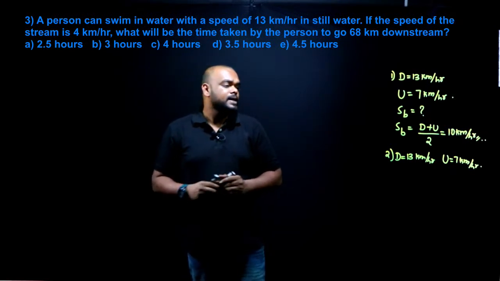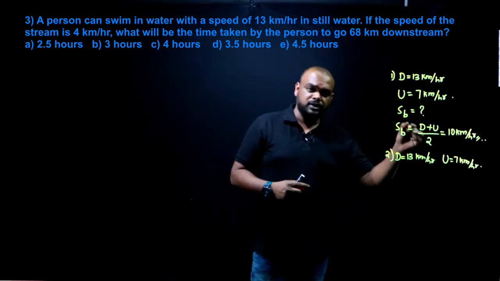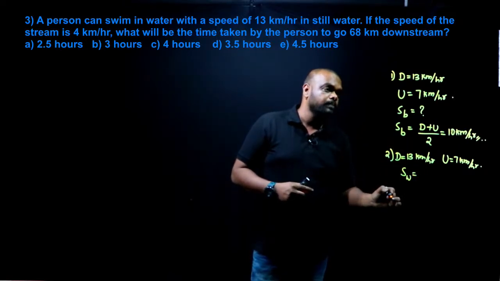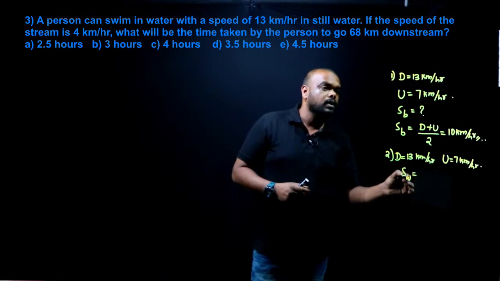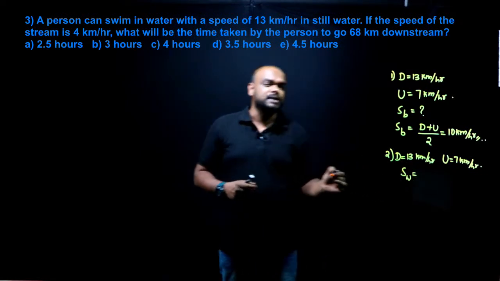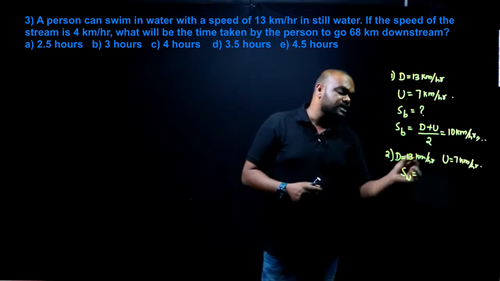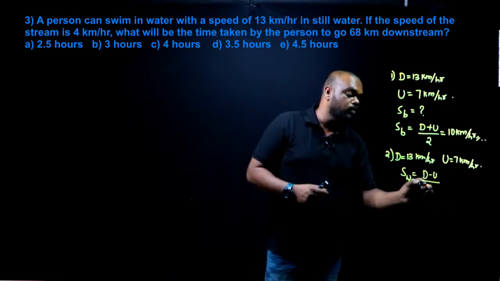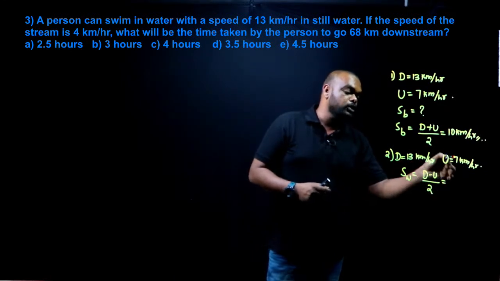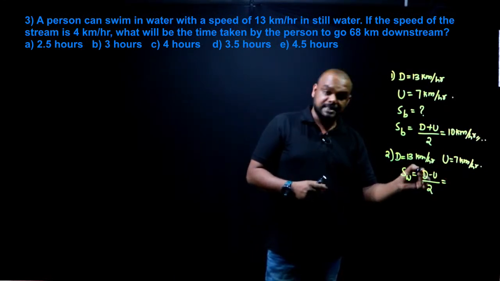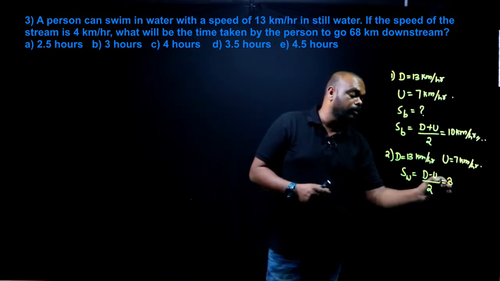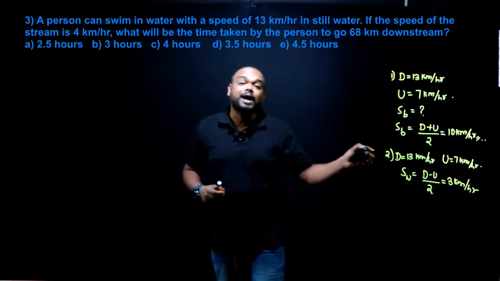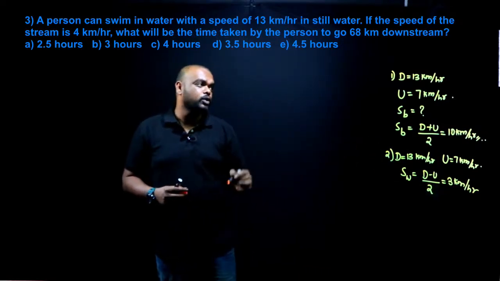Before going into the third, if he asks the speed of water, how do we calculate it? We know that it is (D minus U) by 2. D value 13, U value 7. 13 minus 7, 6. 6 by 2 will be 3 km per hour. If he asks the speed of water or speed of current or speed of stream, very simple question. Let us go with the third one.